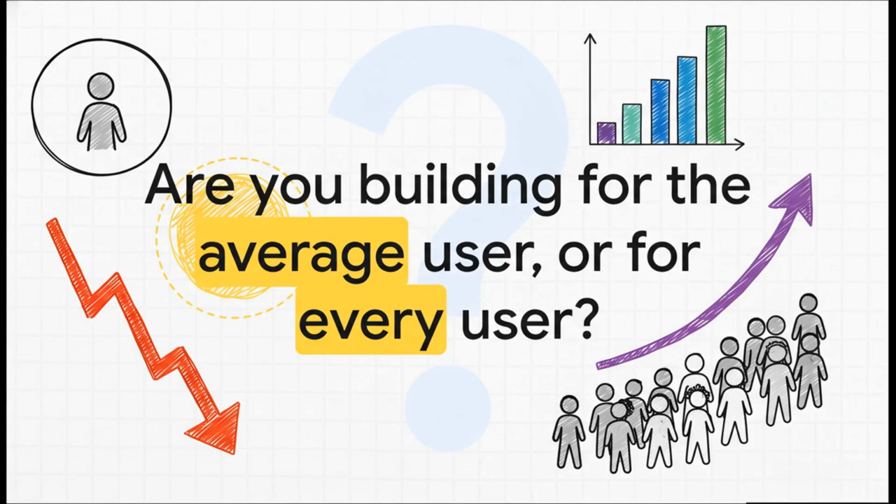Which really leaves us with this final thought. When you look at your performance metrics, what are you seeing? Are you celebrating an average that hides the truth, or are you digging into the percentiles that tell you the real story? Are you building your system for some imaginary average user, or are you building a resilient system that works for every user?